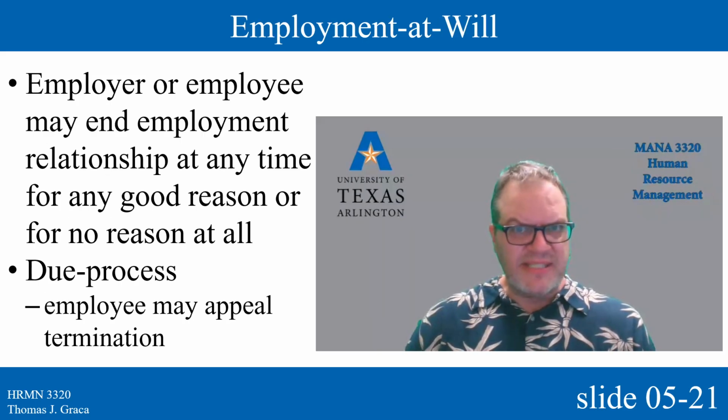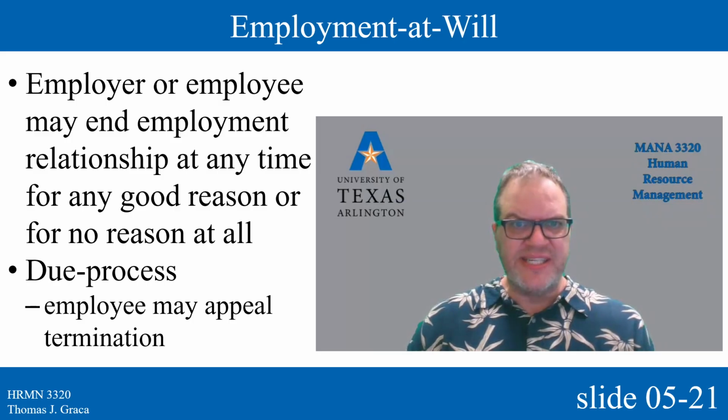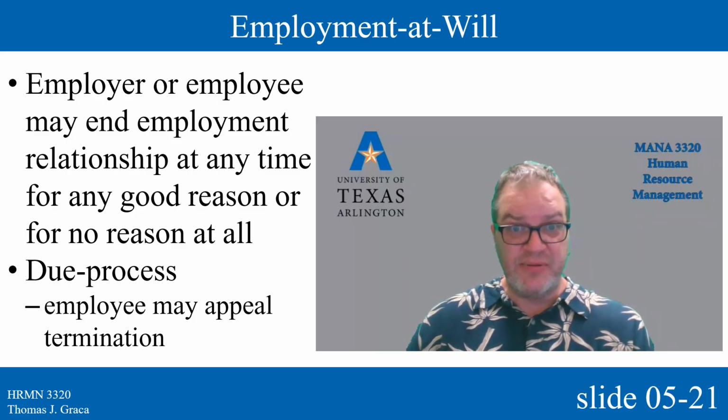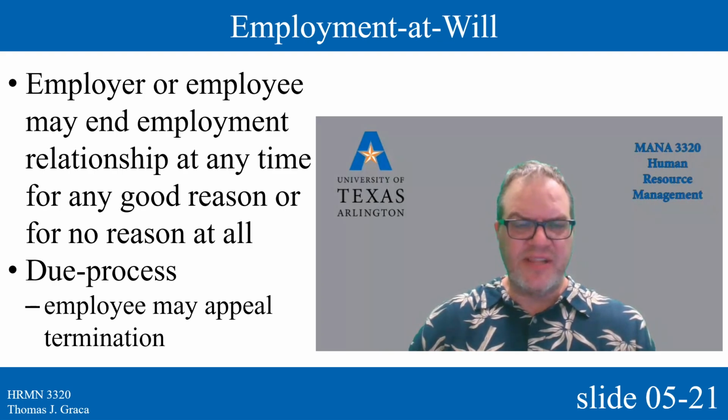We've hinted around a little bit at this employment at will doctrine, and so let's take it on head on right now. So the employment at will doctrine governs the employment relationship of virtually all employers and employees in the United States. There's some exceptions, but virtually all employment relationships in the United States are governed by this employment at will doctrine. The employment at will doctrine is that either the employer or the employee can end the employment relationship at any time for any good reason or for no reason at all.